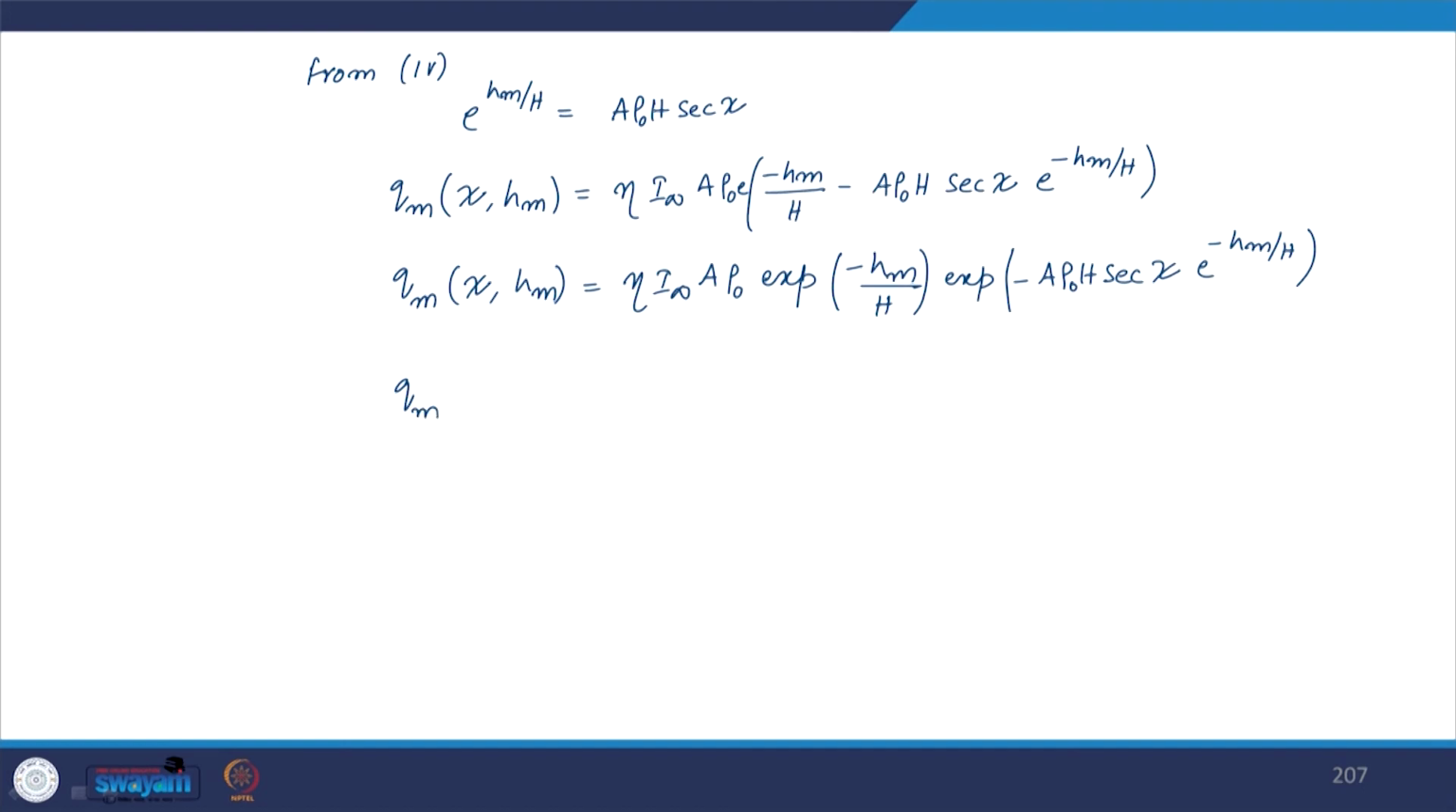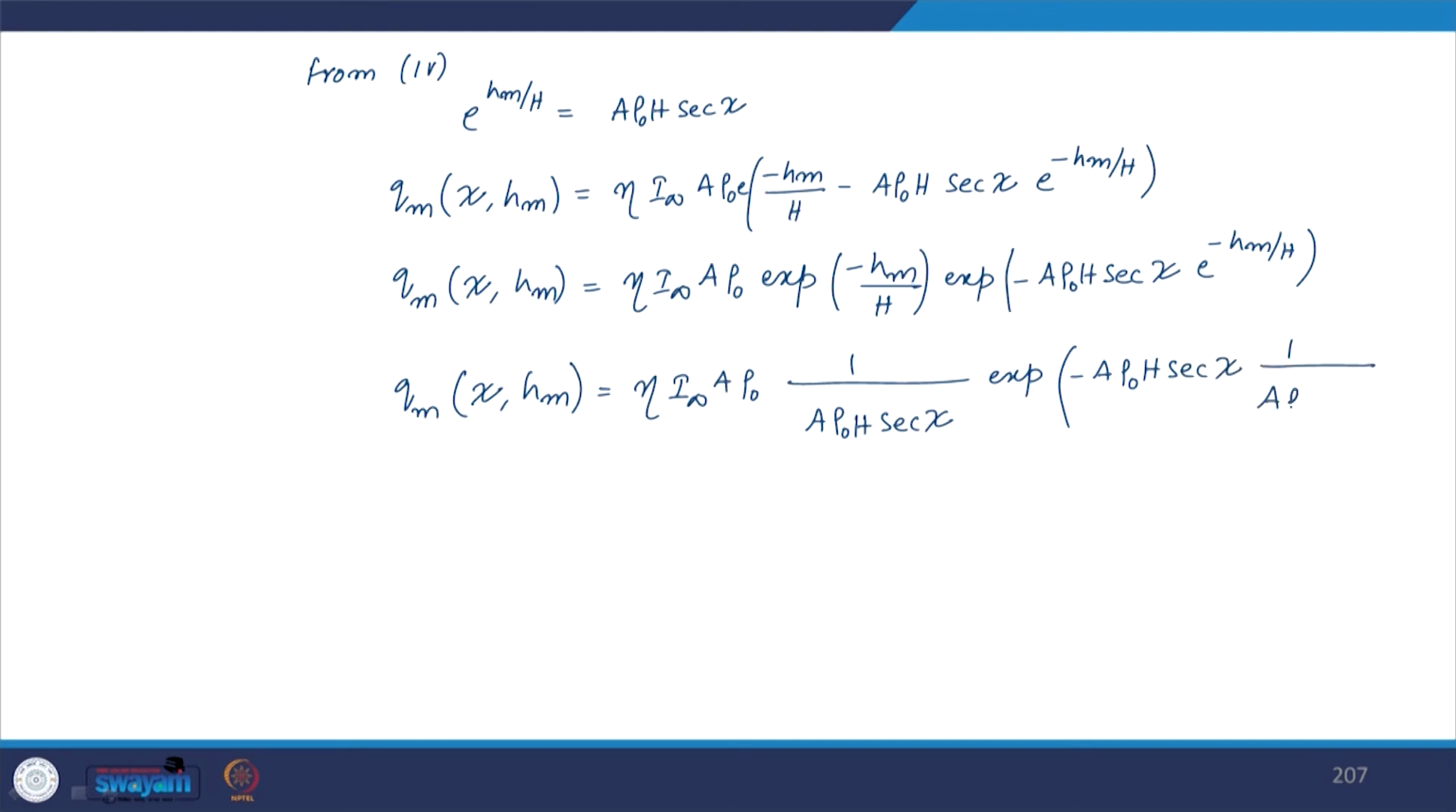Now Qm using the hm that we have derived already, as a function of chi and hm, equals eta I infinity alpha rho naught times 1 by alpha rho naught H secant chi, times exponential of minus alpha rho naught H secant chi, times 1 by alpha rho naught H secant chi. So we have used this. That's it. Things will get cancelled.